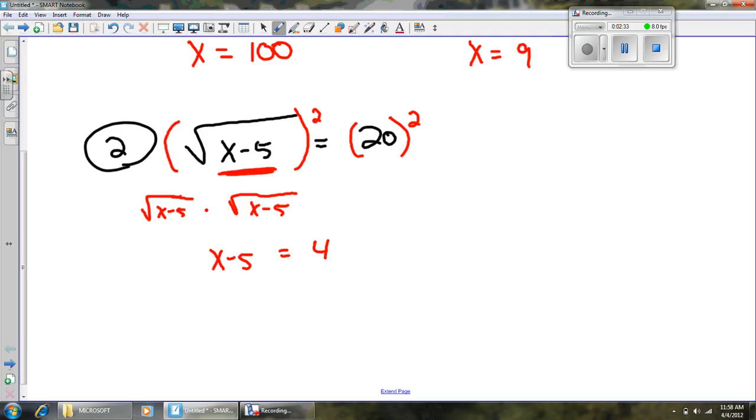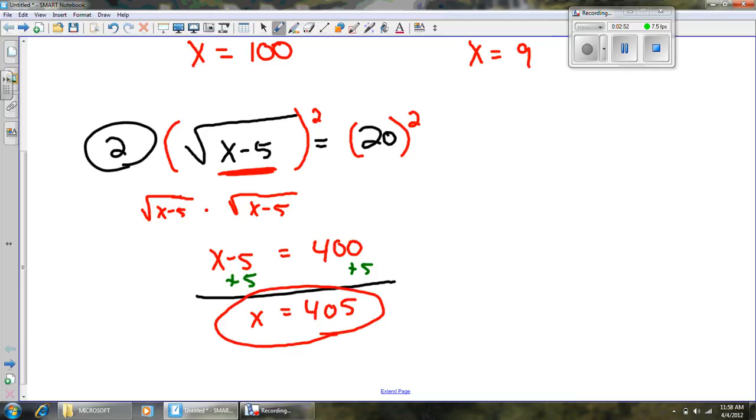20 times 20 is 400. Am I done? Well, x is not alone, is it? So therefore, I'm not done. I will add 5 to each side. And then when I do that, I will get x equal to 405. Now, I should check my answer and make sure that it makes sense, make sure I don't get something strange. 405 minus 5 is 400. The rad of 400, what number times itself is 400? Well, 20. It works. Very good.